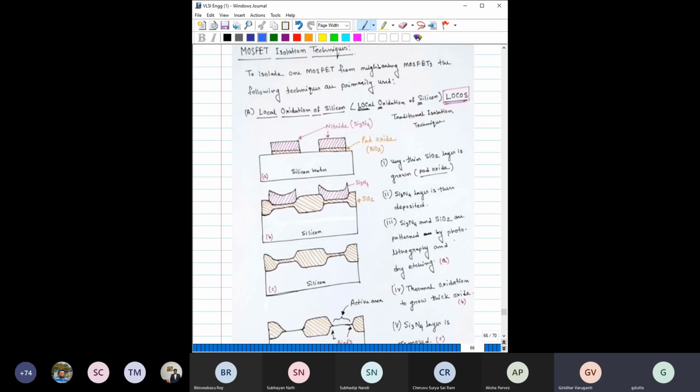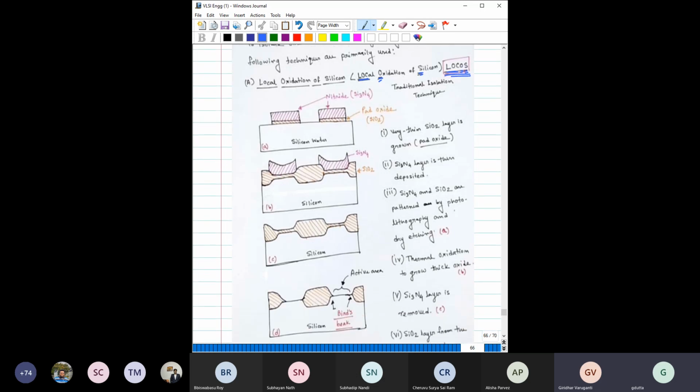This picture has been taken from the handwritten note. So this is LOCOS. LOCOS stands for local oxidation of silicon: LOC is local, O is oxidation, and S is silicon, so that gives the name LOCOS. So first let us discuss what LOCOS is and how you isolate. Once we understand that, you will see what the self-aligned MOSFET fabrication process is. It is pretty easy.